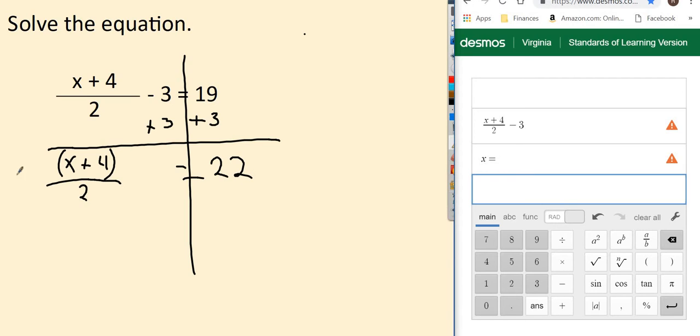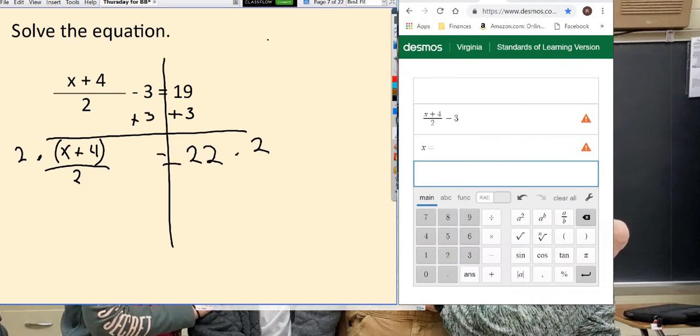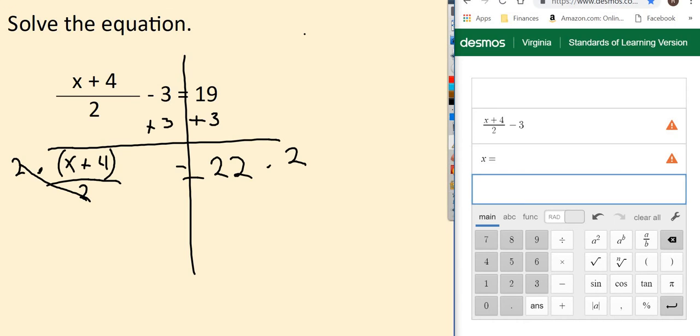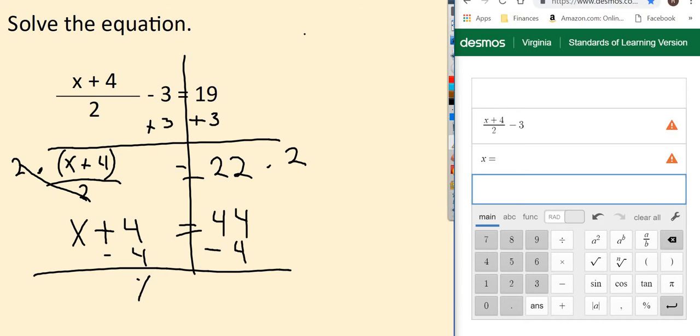Now I'm going to get rid of this 2 in my denominator by multiplying each side by 2. It cancels out here. And I end up with x plus 4 equals 44. I'm going to subtract my 4 from each side, and x equals 40.